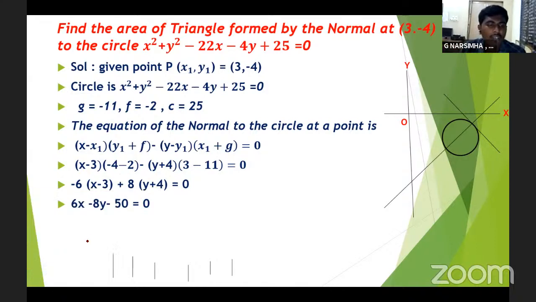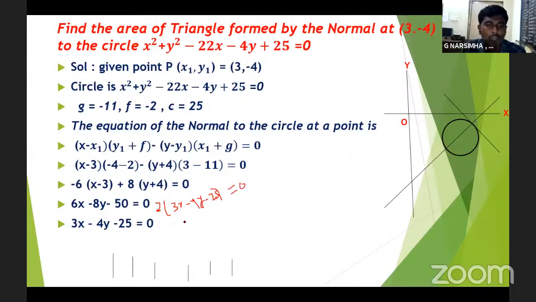Here the equation of normal means the line equation, which is of the form ax plus by plus c equals 0, where a is equal to 6, b is equal to minus 8, c is equal to minus 50. Just wait. Here all these coefficients, the x coefficient is 6, the y coefficient is 8, the constant is 50. Here I am taking 2 as common from these terms, that is 2 into 3x, 2 into minus 4y, 2 into minus 25, which equals 0.